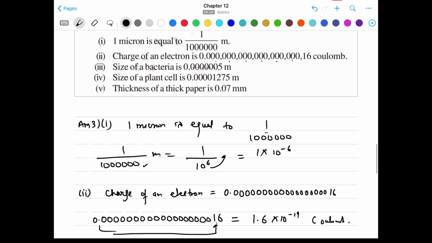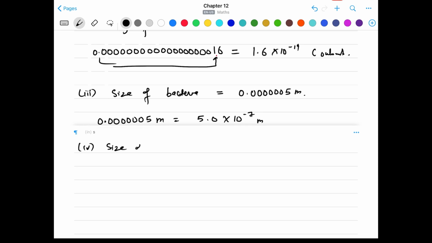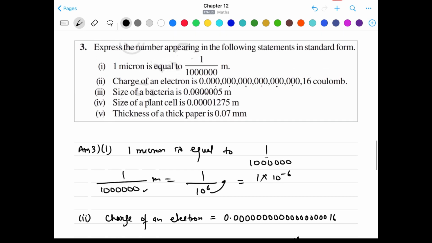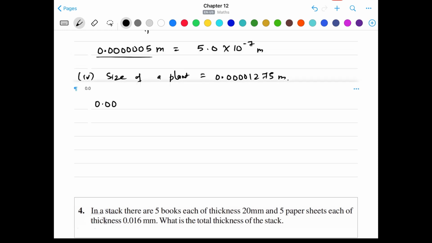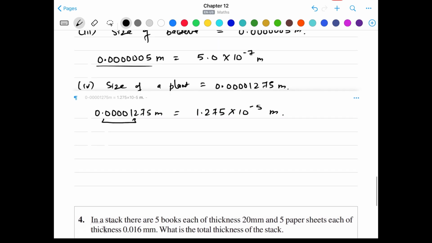Next one, size of a plant cell. Size of a plant cell is equal to, let's count the number of zeros, we have 1 2 3 4, then 1 2 7 5, okay, 0.0 1234125 meter. This can be written as 0.01234125 meter, which is equal to, we're going to shift the decimal from here to right after the first digit, so we have 4 zeros and one more digit, that is 1.25275 into 10 raised to power minus 5 meter. Okay, so that's the answer for the fourth one.